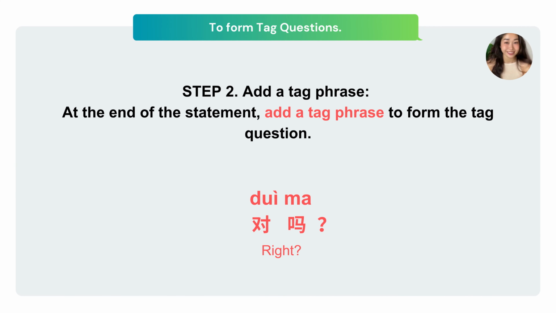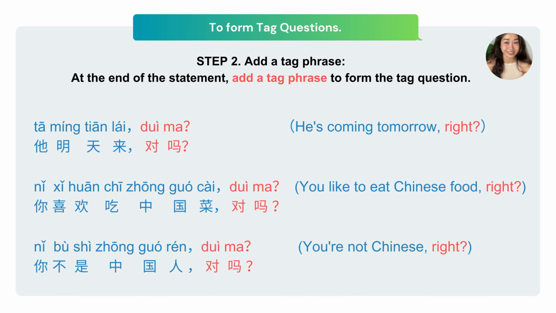Step 2, we are going to add a tag phrase. At the end of the statement, add a tag phrase to form the tag question. And here, I'm going to give you one of the most common tag phrases, which is 对吗? In English, it means right. We use it to seek confirmation or agreement from the listener. So, for example, we are just going to add 对吗 at the end of the declarative statement.